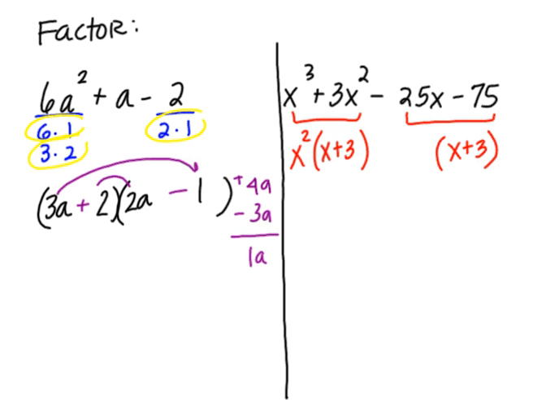Looking at the back group, I recognize that 25 and 75 both contain a 25. And remember my rule tells me to take out my third sign. So now then, I've gotten the grouping part done. What I have to do at this point is see what they have in common. They both have an x plus 3, so I take an x plus 3 out of them, and that leaves me with x squared minus 25.